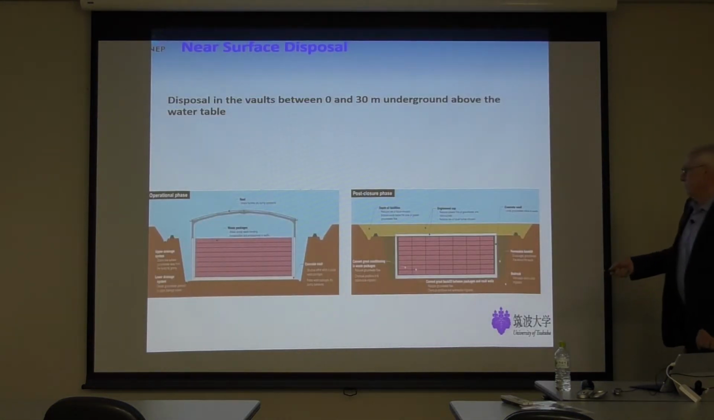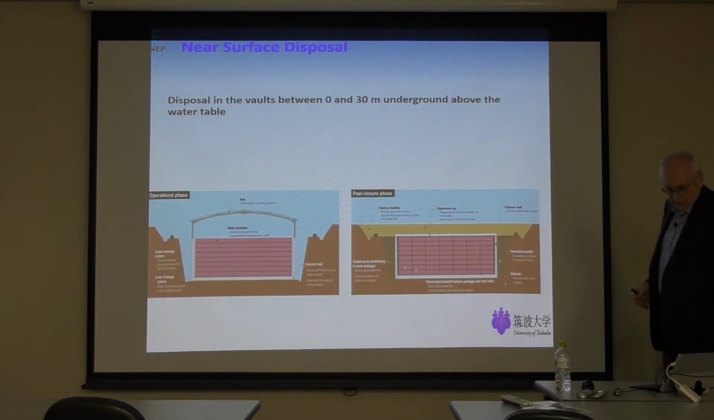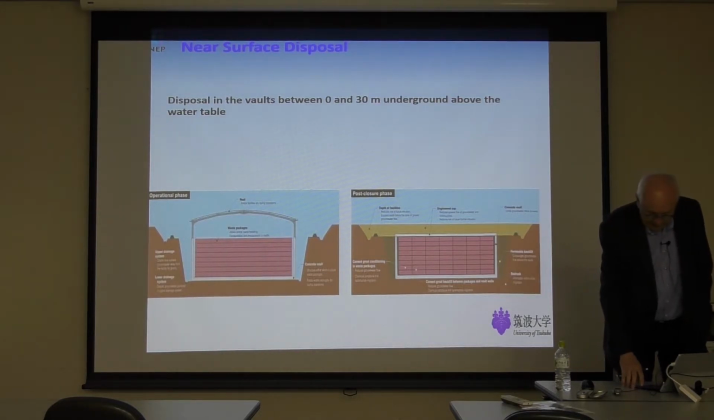And here you see the profile. The disposal trenches are between 0 and 30 meters underground above the water table. And this trench is dug into the clay. And in the post-closure phase, everything is filled with material which prevents the intrusion of water.